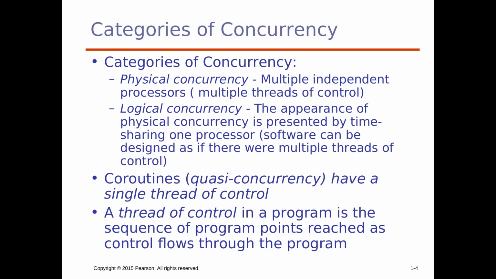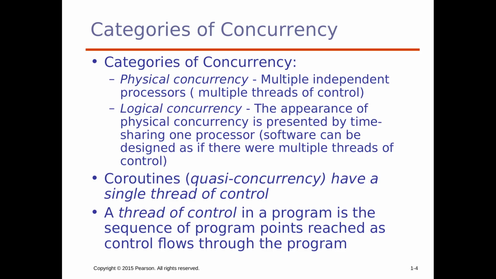On the other hand, we have logical concurrency, or what I would call parallel processing, which is the appearance of physical concurrency presented via time sharing of a single processor. So it's not true concurrency, but things are apparently executing in parallel, right? They're not all executing at once, but it's not that I only execute one thing and then when that's done, I execute something else. They're all executing in parallel, but they're not executing concurrently. This is captured by software that can be designed as if there were multiple threads of control, even though there are not.